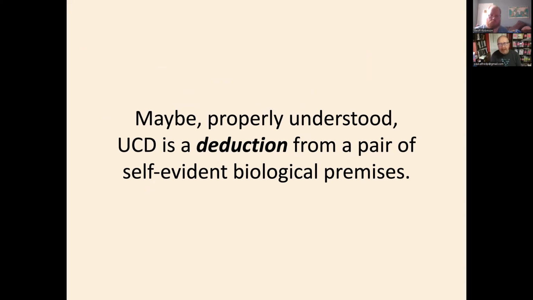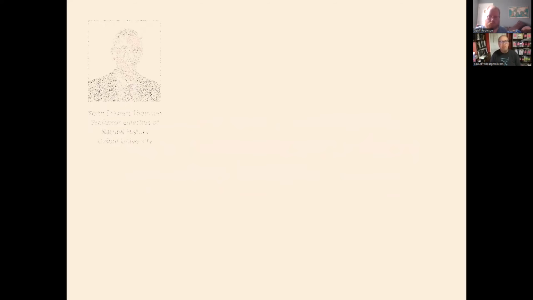Now, it's surprisingly widespread in the biological literature to regard universal common descent as a deduction from a pair of self-evident biological premises. And I won't spend too much time on this, but I do think it's worth talking about. And the reason is one should ask oneself, why do biologists frame it that way? Why do they regard it, many of them, as a deduction from these two apparently self-evident premises? So keep that question in mind.